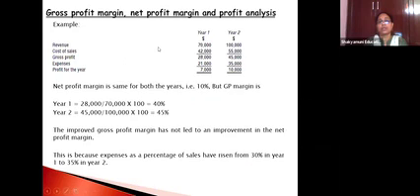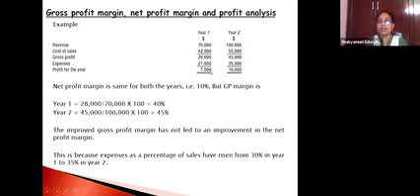Now, GP margin, NP margin and profit analysis. This we all know about. Gross profit margin: gross profit by sales into 100. Net profit margin: net profit by sales into 100. Right? And profit analysis, how to analyze this? So we have an example, year 1 and year 2.